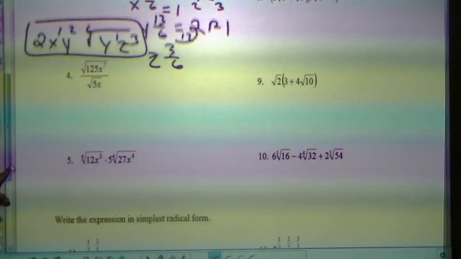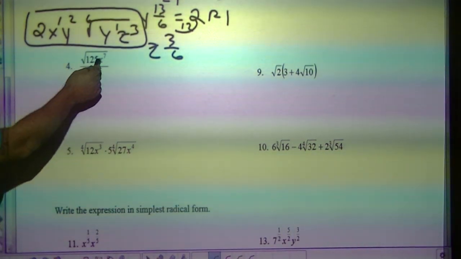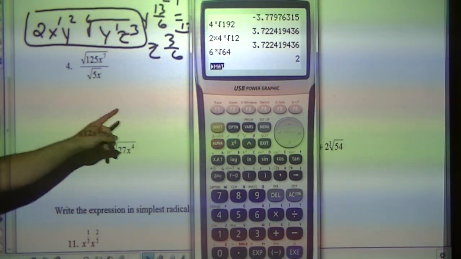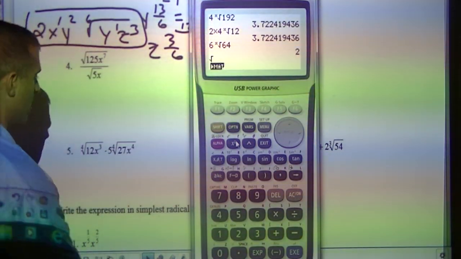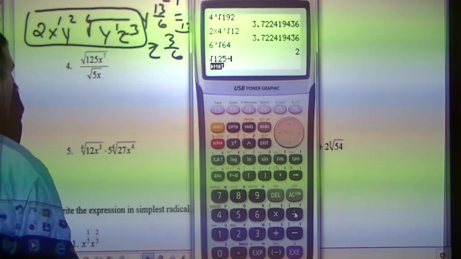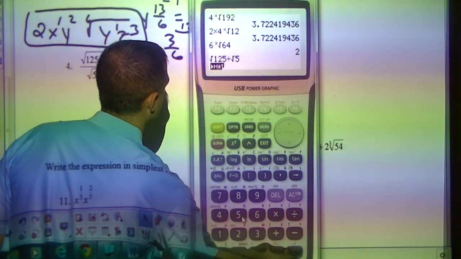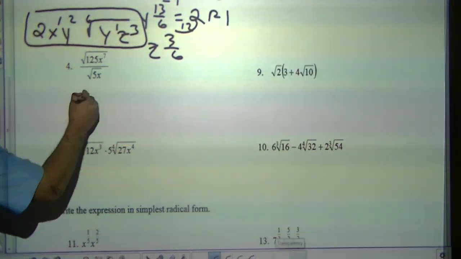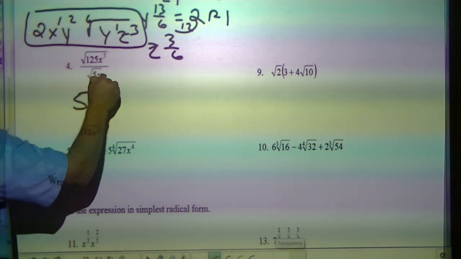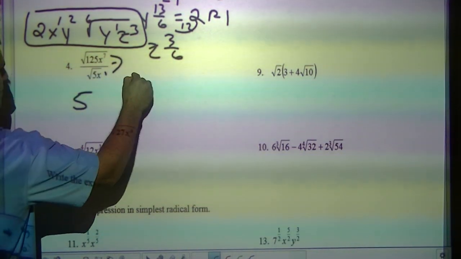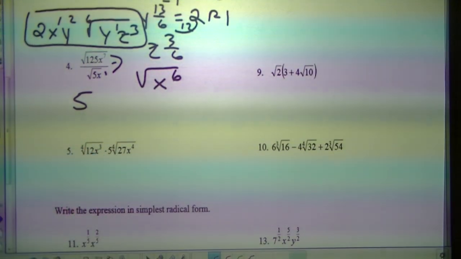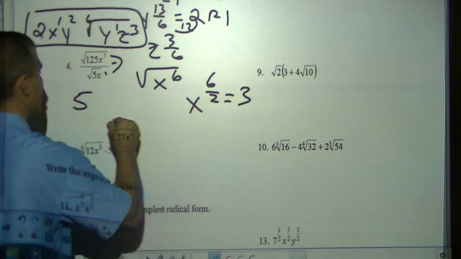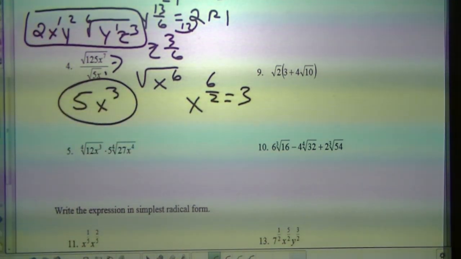Moving down here to this one. What you can do is very similar. I'm going to take the square root of 125 divided by the square root of 5, and I get 5 for my answer. Boom, that saves me so much work. Now I've got a 1 there, so I'm going to subtract those. I have the square root of x to the 6th to reduce. Since 6 divided by 2 is 3, that's just going to be x to the 3rd. That's the way you do that one.